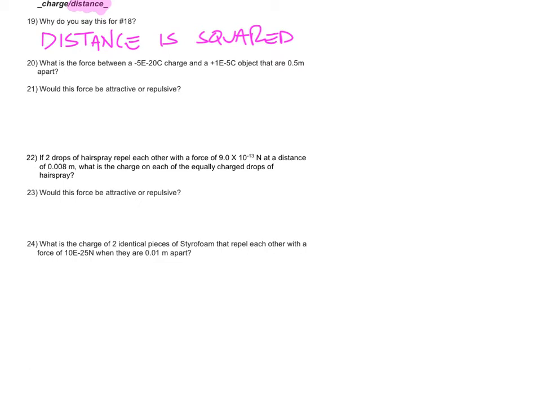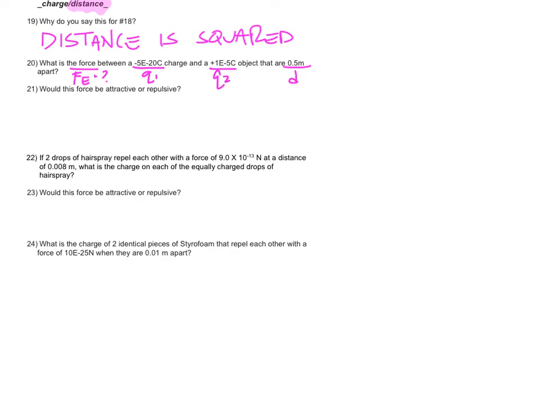Okay. Number 20. So now we're actually getting into some calculations. Number 20 says, what is the force? So that's telling us we're solving for Fe between a negative 5e negative 20 Coulomb charge, so Q1, and a 1e negative 5 Coulomb object, that is Q2, and they are 0.5 meters apart, that is the distance.